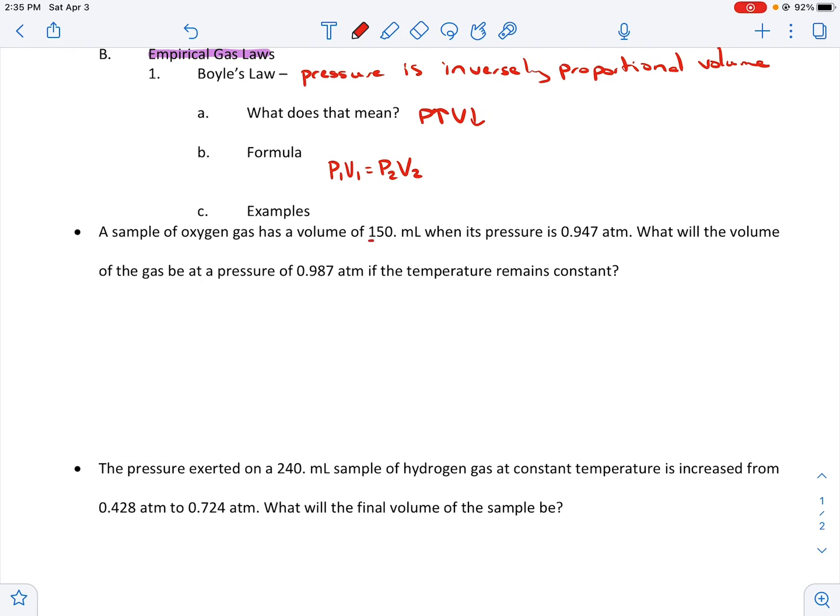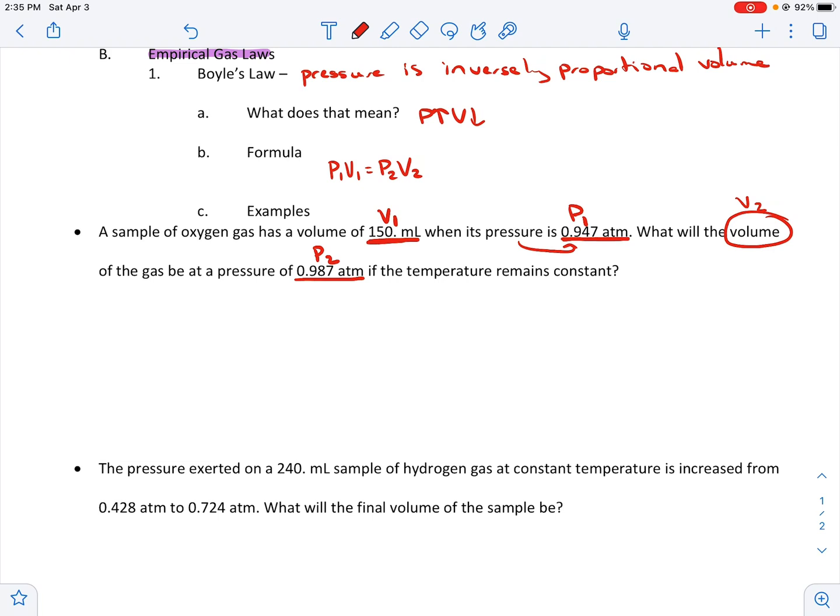So let's kind of go through and label what we've got here. So this first number is a volume. So I'm going to say V1 because that's the first volume I saw. Which means this next one, it says it's a pressure, right? So this is P1. What will the volume, we're looking for volume, so we're going to be looking for V2 at a pressure of 0.987 atmospheres. So this is going to be P2, all right, if the temperature remains constant.